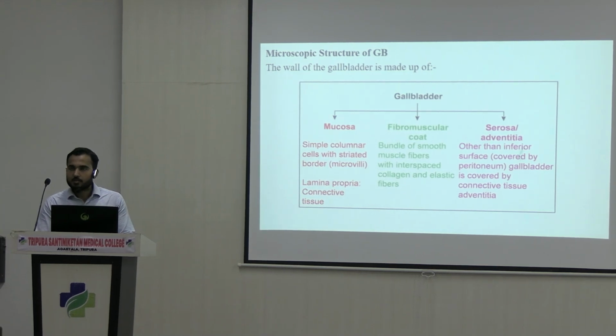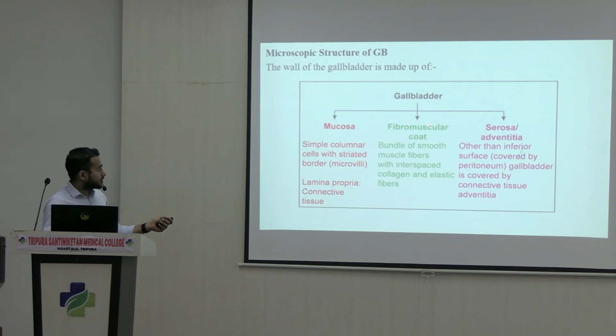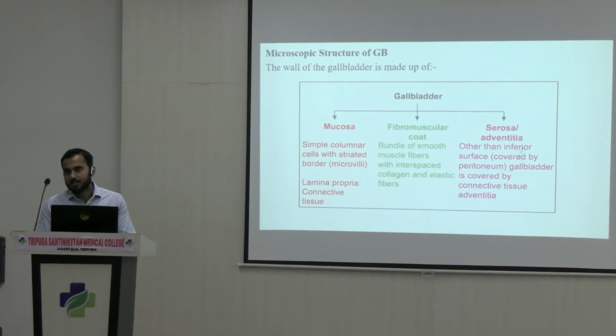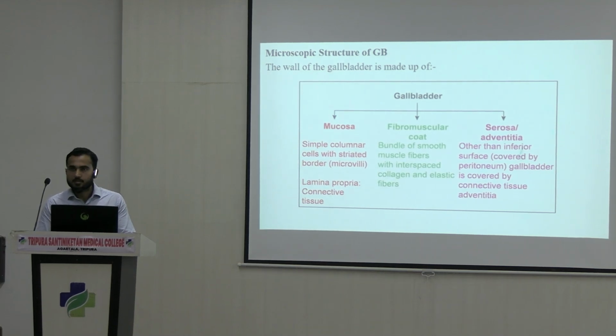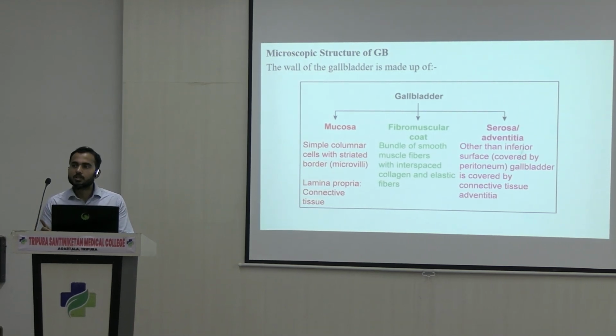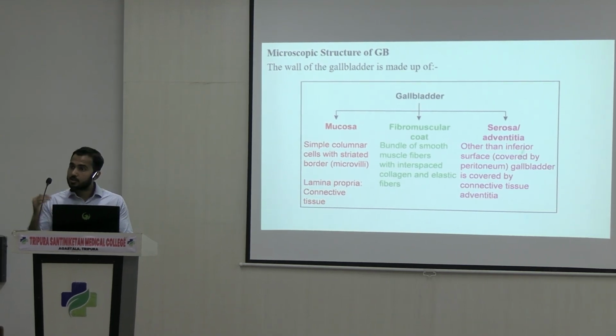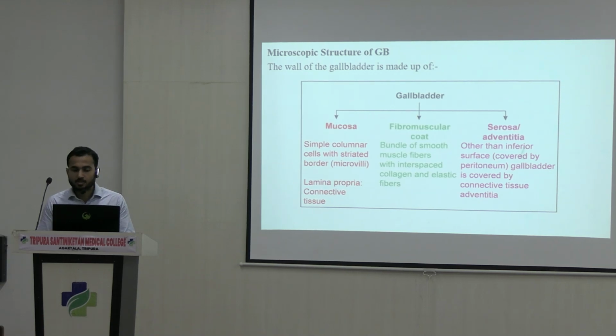Next, fibromuscular coat is there. Now in this fibromuscular coat we are getting the bundles of smooth muscle cells, and in between that we are getting the collagen fibers and elastin fibers. That is the fibromuscular coat. So submucosa is not there. Instead of submucosa, what are we getting? Fibromuscular coat. Fibromuscular means the smooth muscle cells are there. In between the smooth muscle cells, what is present? The collagen fibers and elastic fibers.